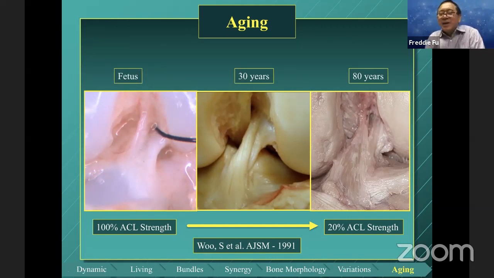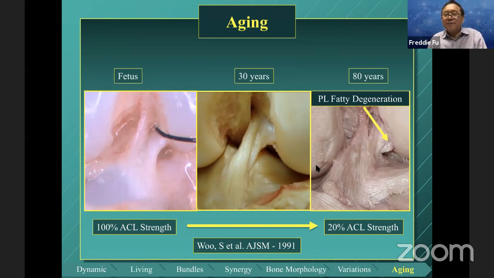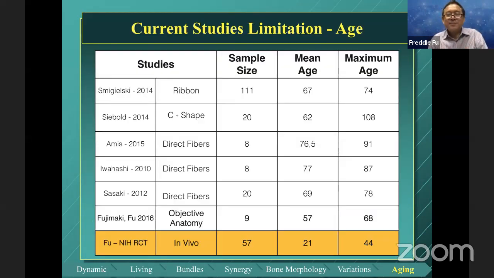The literature says that, hey, there's no bundle, it's a ribbon-like structure, but it's wrong because the PL bundle is all fatty changes. You cut it out, you become a ribbon or sheet-like structure. These are all the studies done, and remember, this is our NIH study. The age is 21 years old. These are all 80 years old. So you cannot believe all this. They're good people, don't get me wrong. They're very good, but all the specimens are old. So you cannot use this to conclude in your surgery.